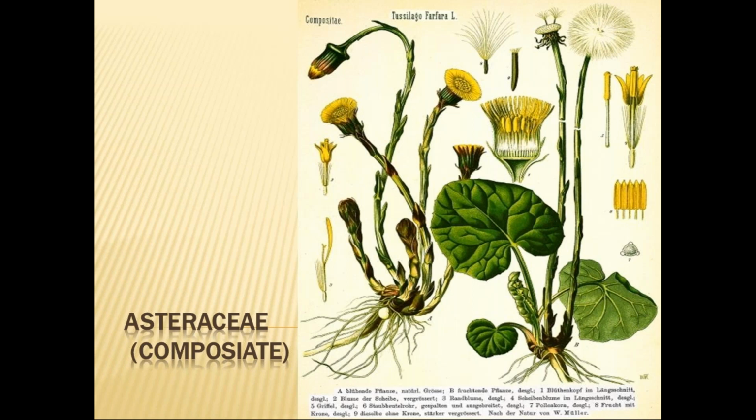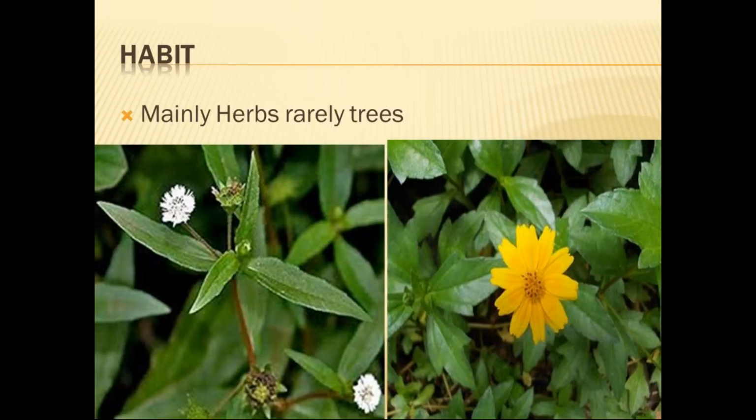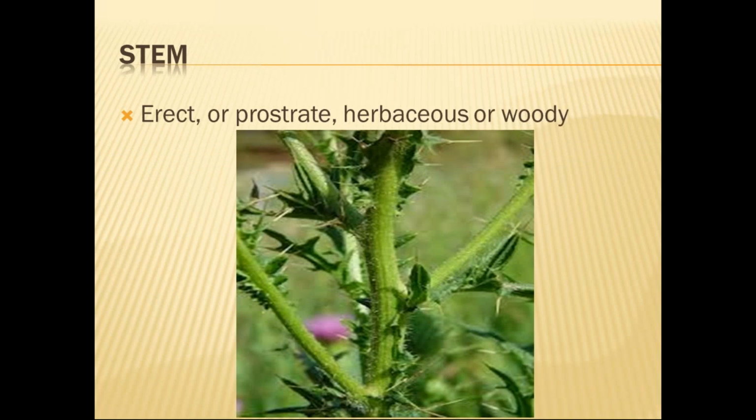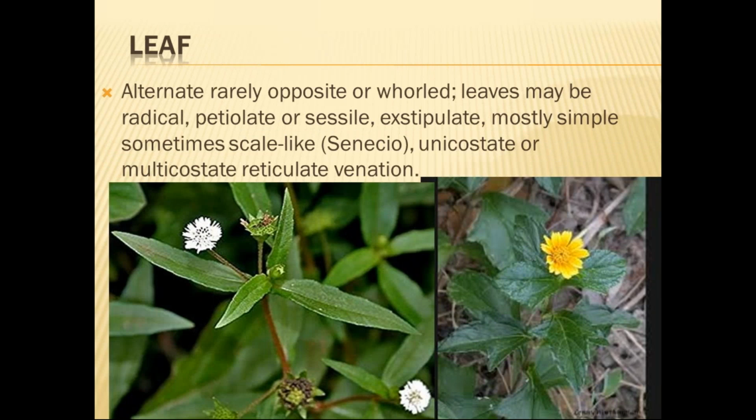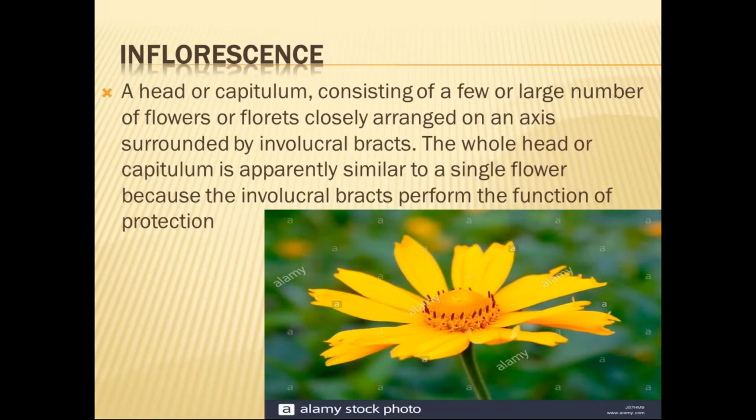That is Asteraceae. Habit mainly herbs or rarely trees. Stems are erect, prostrate, herbaceous or woody. The leaves are alternate, rarely opposite or whorled. They are pedicellate or petiolate, very small petiole is there, or generally sessile, exstipulate, with multicostate or reticulate venation. Inflorescence is head or capitulum, consisting of two types of flowers, that is disc and ray florets, and the whole inflorescence is covered by the involucral bract.